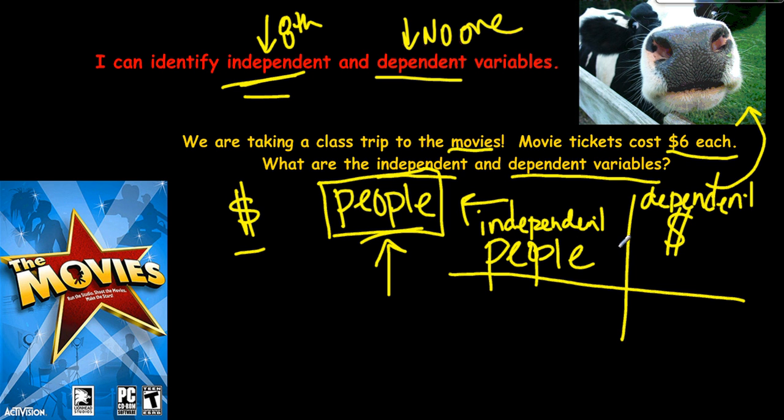Now, independent and dependent is one way to talk about this, but we can also use some other terms as well. We can use some terms that my cow friend likes to talk about. Let's see what he has to say.